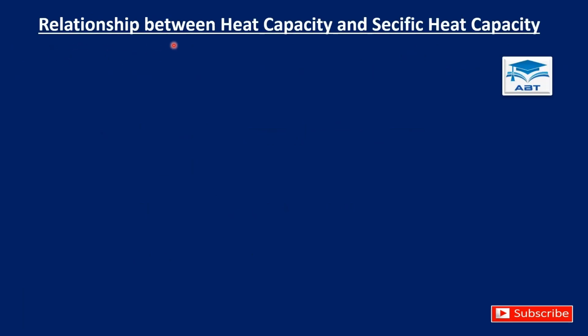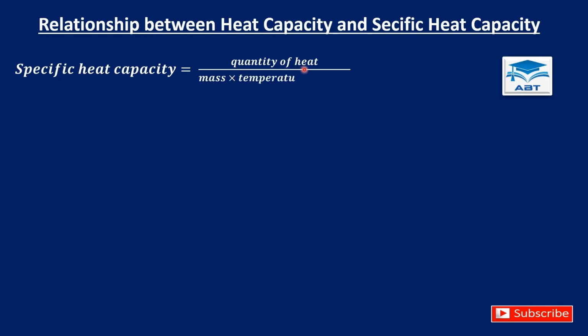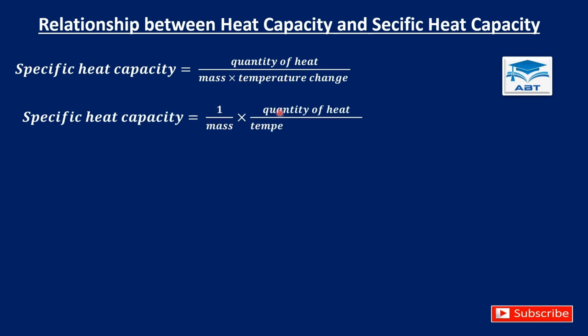And now the relationship between heat capacity and specific heat capacity. Now specific heat capacity is the quantity of heat over mass times temperature change. And this can be written as 1 over mass times quantity of heat over temperature change. Because when we multiply the numerator, 1 times quantity of heat is quantity of heat, and mass times temperature change is what we have here. But quantity of heat over temperature change is equal to heat capacity. So let's replace it.